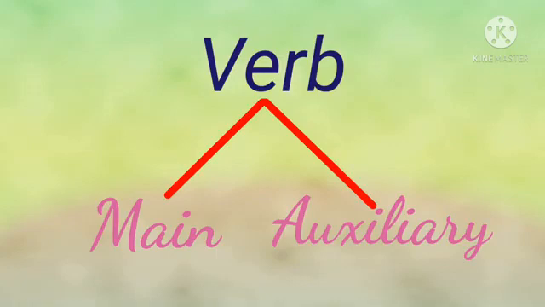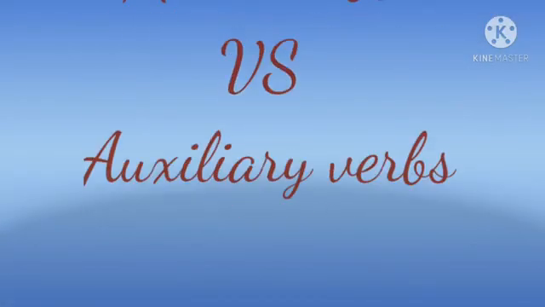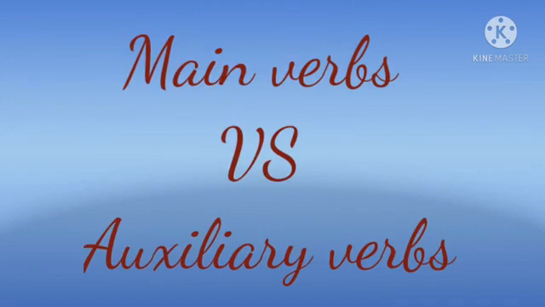Another example, she is watching TV. Watching is the main verb, whereas is the auxiliary verb. What are main verbs and what are auxiliary verbs, children? Main verbs are the action words, whereas auxiliary verbs are the helping verbs.